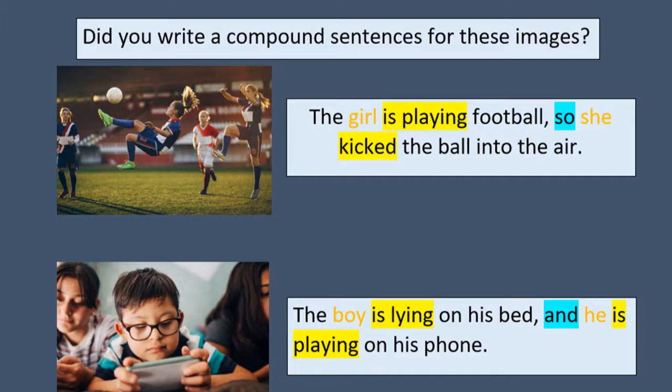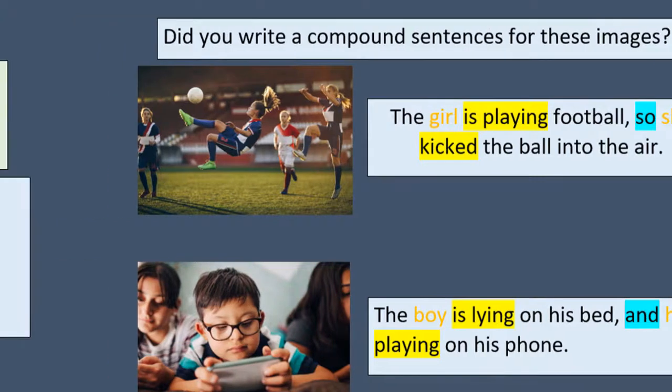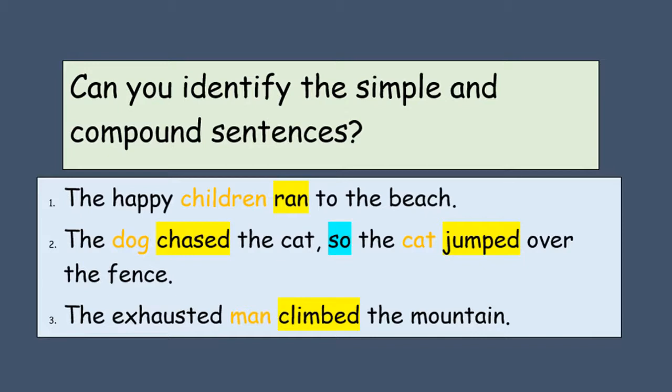Then we've got the comma there followed by a coordinating conjunction, and the next independent clause is he is playing on his phone. So he is the subject, is playing is a verb phrase. So he is playing on his phone is the independent clause. So yep, the two independent clauses are added together with a coordinating conjunction, which makes a compound sentence. Can you identify the simple and compound sentences?